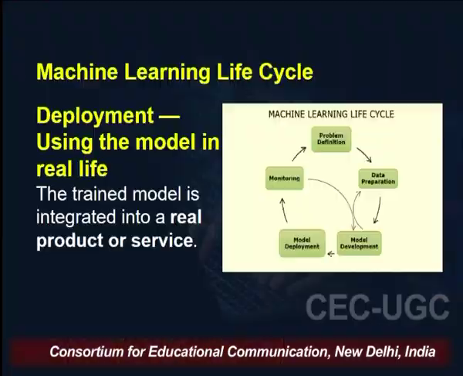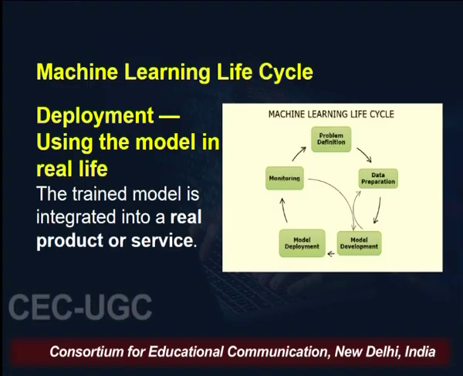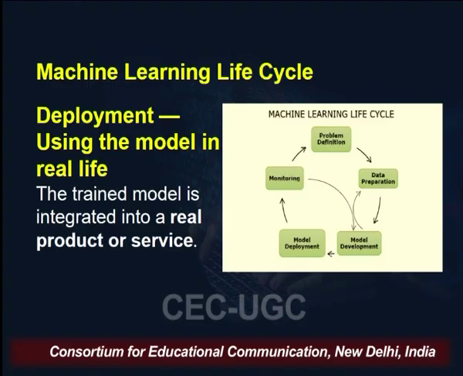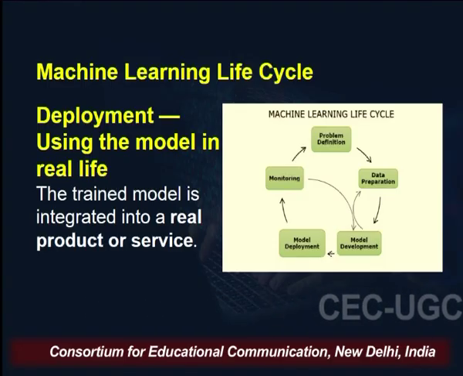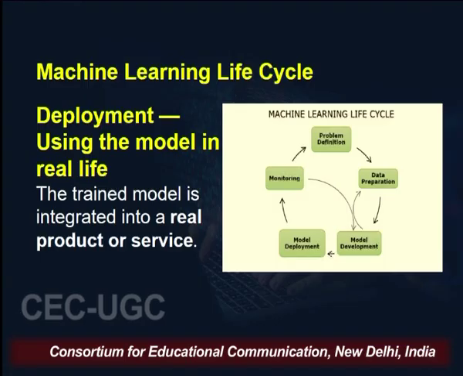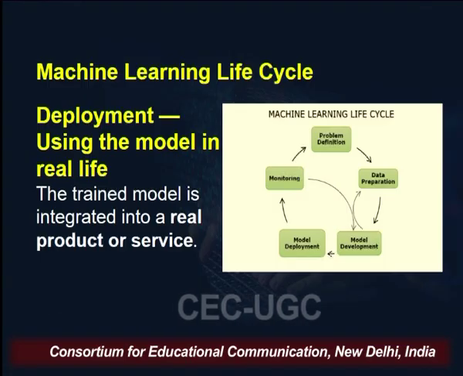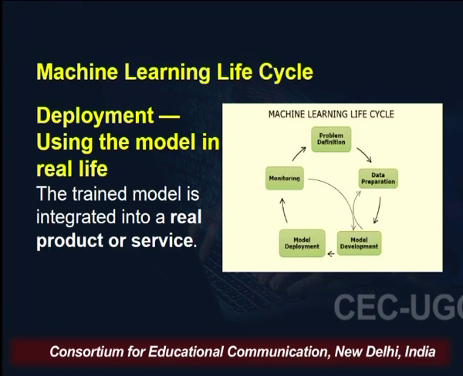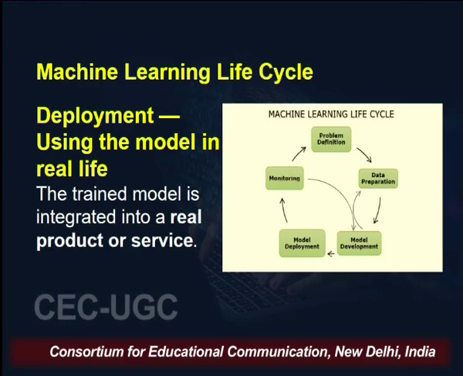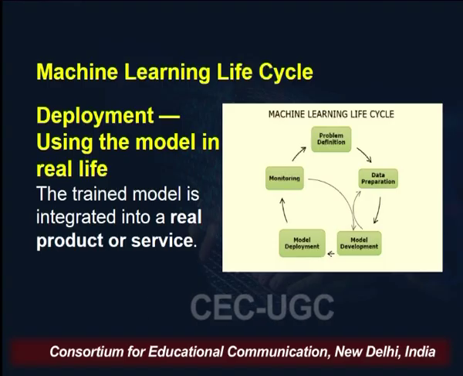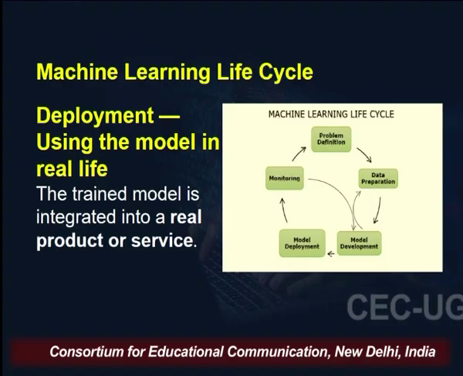Then once you have evaluated a model, the deployment phase comes. So, deploying the model, the correct model, in the real world, right. The trained model is integrated into a real product or service. You might integrate it into an application, a mobile application for example, right. So, once that model is developed and evaluated, you integrate it in the real world, where you now start giving the real, unlabeled data, and it is expected to produce correct results.